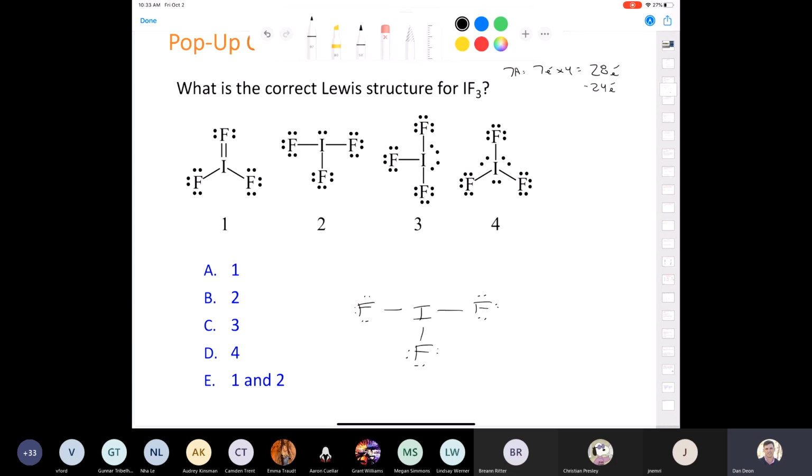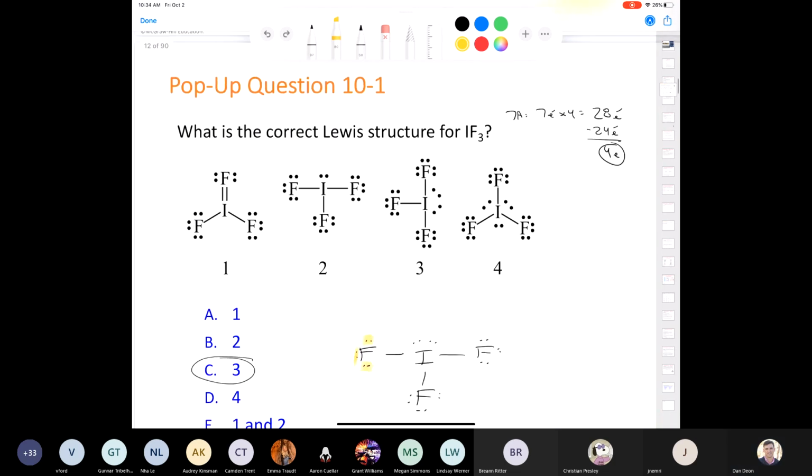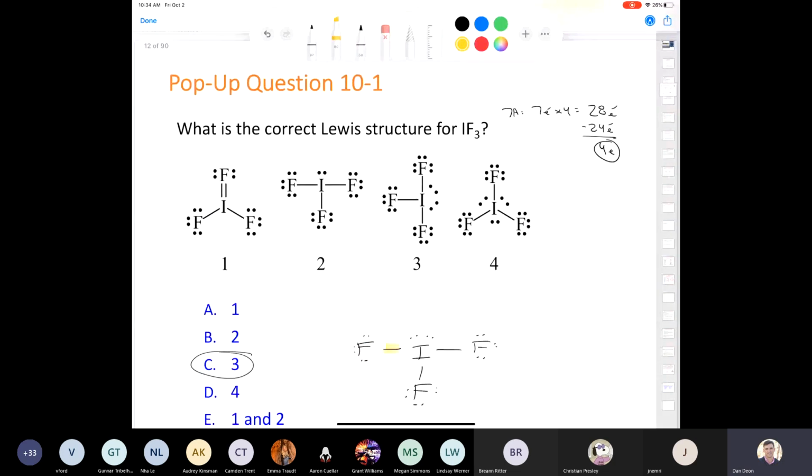So if you've used up 24 electrons, that means we've got 4 electrons left over. The only place that they can go will be here, on the iodine, which would mean that the answer is C. And if you're thinking, whoa, hold the phone, Mr. Dion, you made a big mistake, there's a big problem here, because your fluorines are good. You got 1, 2, 3, 4, 5, 6, 7, 8. But now your iodine has too many electrons. Let me show you. It's got 1, 2, 3, 4, 5, 6, 7, 8, 9, 10.